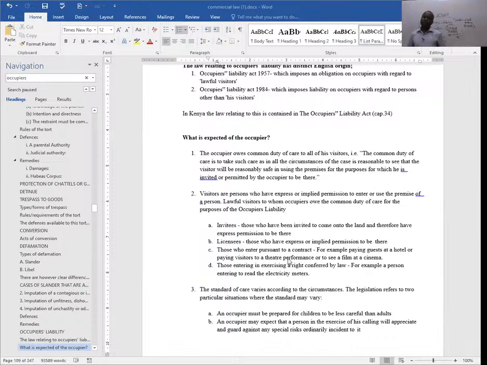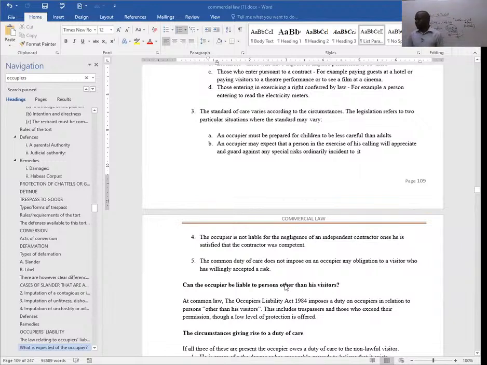So the standard of care will depend on the circumstances surrounding those who are visiting the premises. It could be adults, or it could be children. For the case of children, the standard of care will be very, very high, because they need a lot of guidance in ensuring their safety. An occupier may expect that a person in the exercise of his calling will appreciate and guard against any special risks ordinarily incident to it.